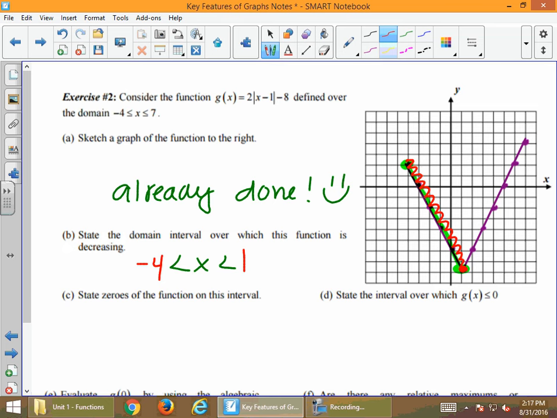For C, state the zeros of the function on this interval. Well, again, we said zeros were the what? X-intercepts, x values. So what are our two x-intercepts? What's across the x-axis? And -3. Good. And where else? Yep, very good.